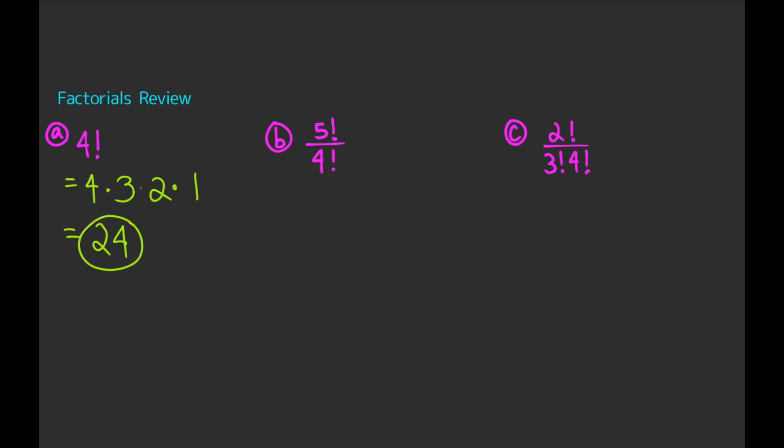Next, moving on to question B, we have 5 factorial over 4 factorial. The way we are going to solve this is we are going to expand the 5 factorial into 5 times 4 factorial. And then we have 4 factorial in the denominator. So these will cancel out, and we are left with 5.